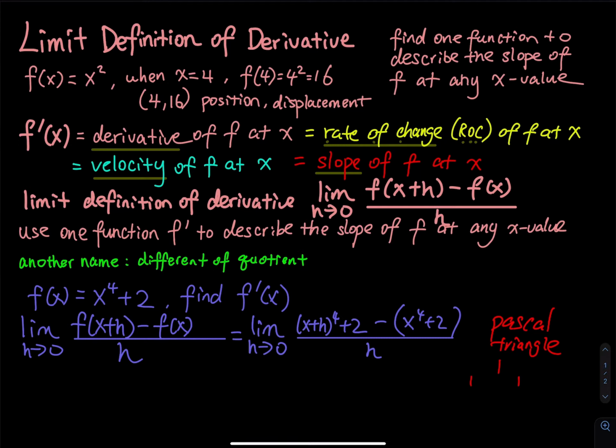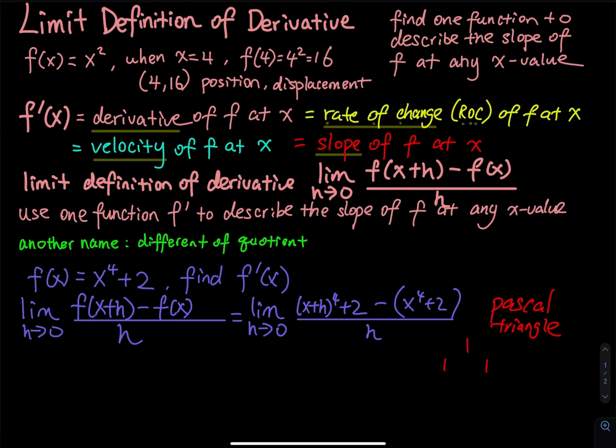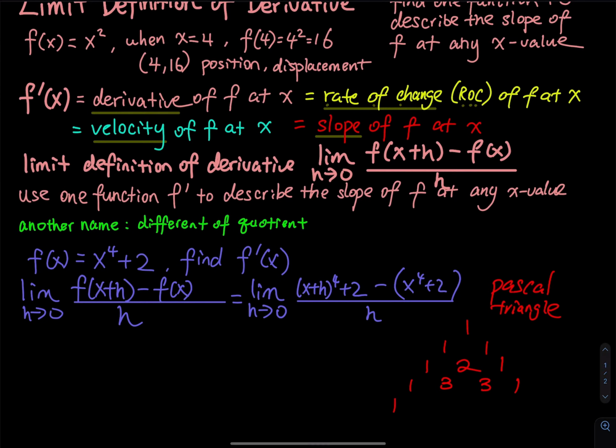I'm going to leave some space on the right. So it starts with 1, and then the next line starts with a 1 and ends with a 1. And then here comes that technique: you start with a 1, then 1 plus 1 equals 2, and then end with a 1. You start with a 1, 1 plus 2, 2 plus 1, and you end with a 1. And then start with a 1, 1 plus 3, 3 plus 3, 3 plus 1, and end with a 1.